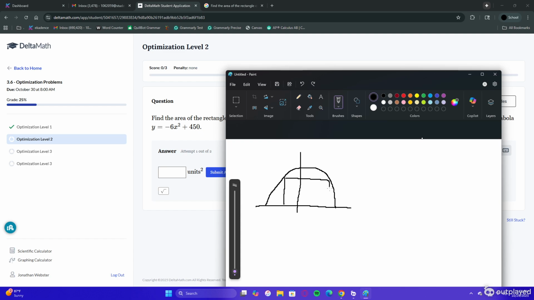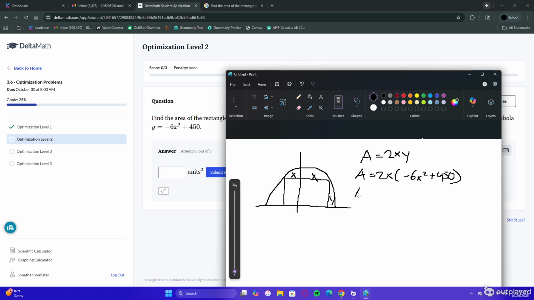So remember the area of a rectangle is just x times y, but here we have x and we have x again on both sides, and our height is y. So our area is 2x times y. Our area of the rectangle is 2x times y. And here it says that y equals negative 6x squared plus 450. So our area is 2x, and instead of writing y, we can write negative 6x squared plus 450.